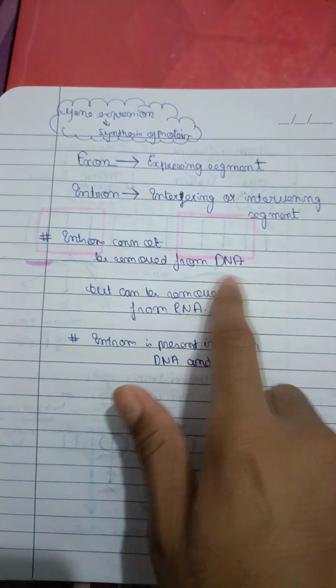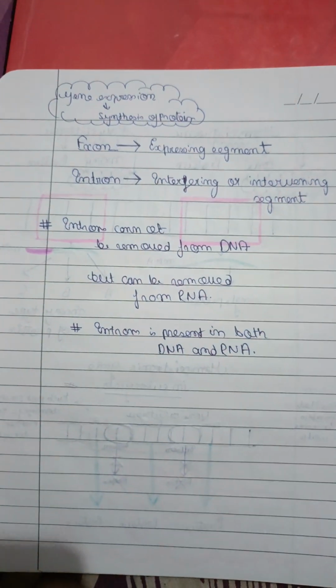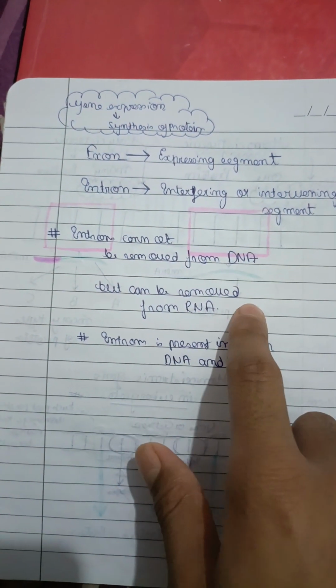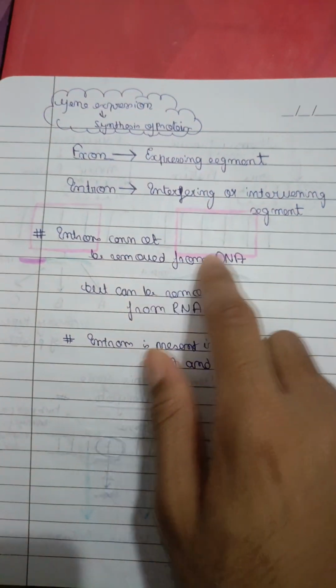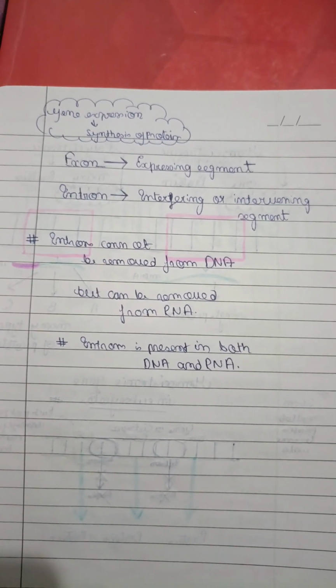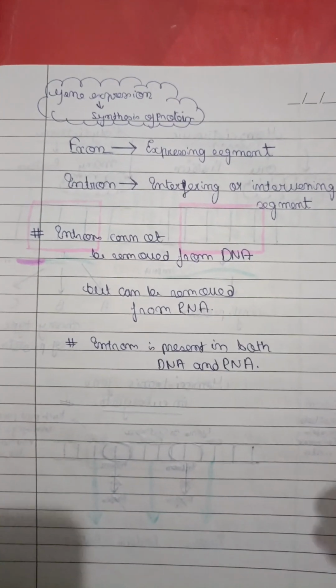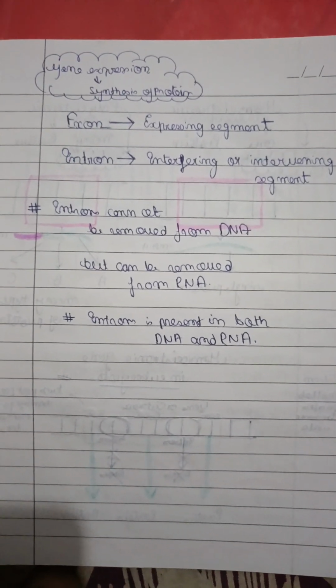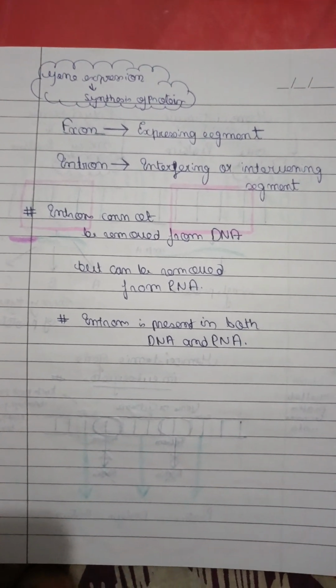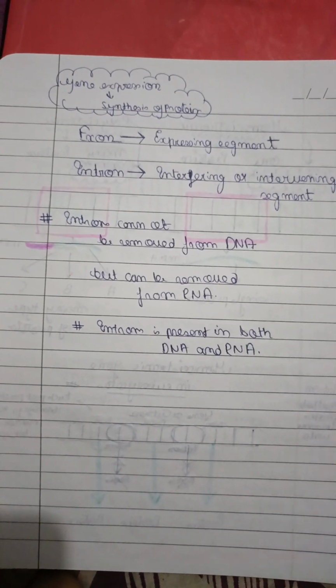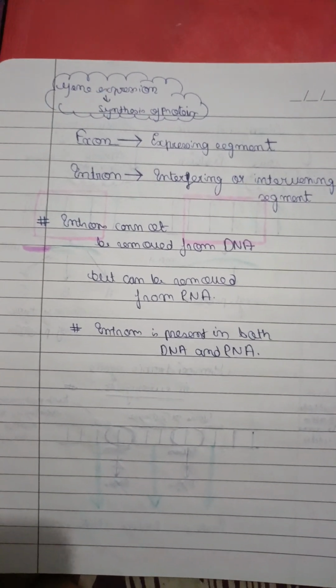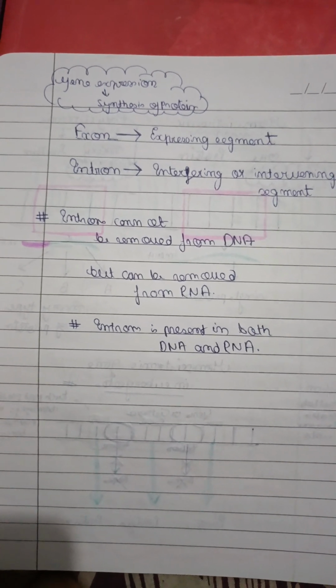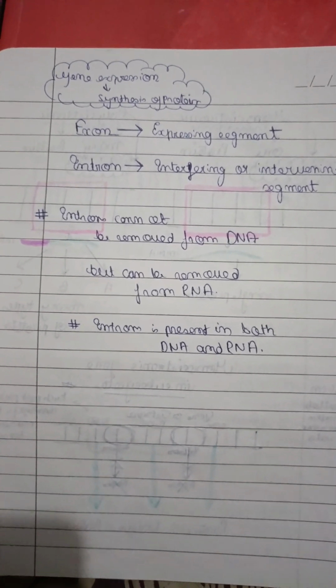Introns cannot be removed from the DNA. So what happens, we have to remove them from the mRNA. We don't remove the introns from the DNA. What happens is, first we transcribe the DNA into mRNA, then in the post-transcriptional modification we remove the introns and the exons get attached to each other, and thus a new mRNA is formed. Okay, new mRNA is formed.